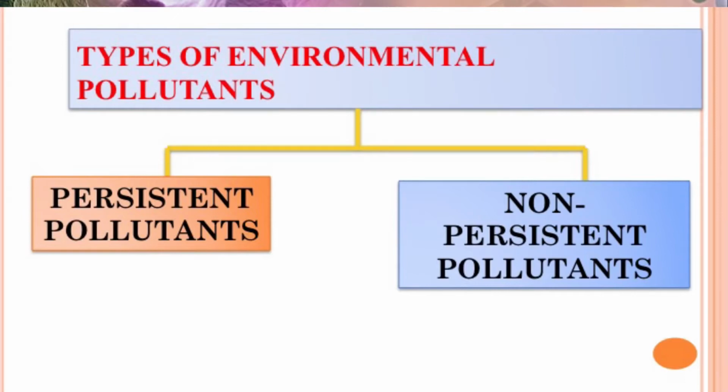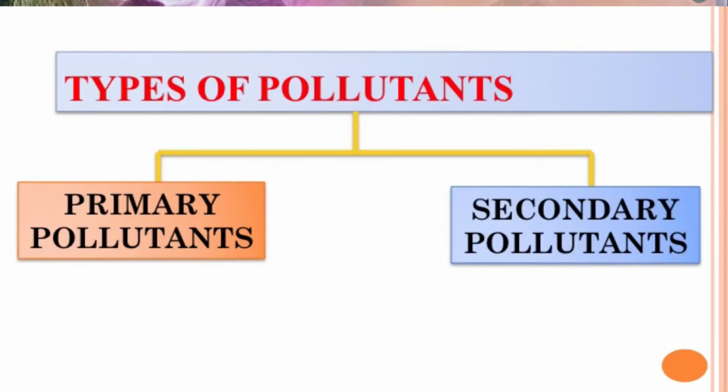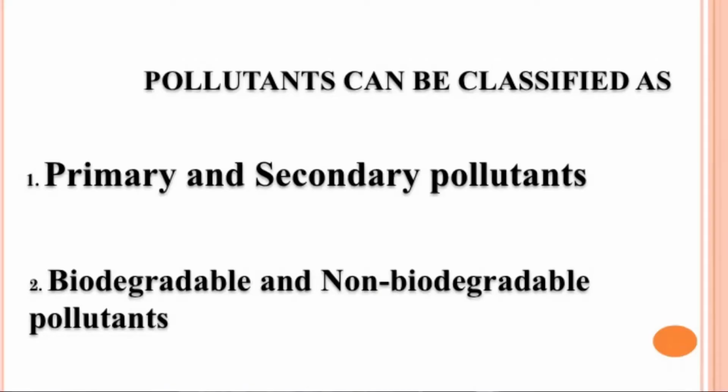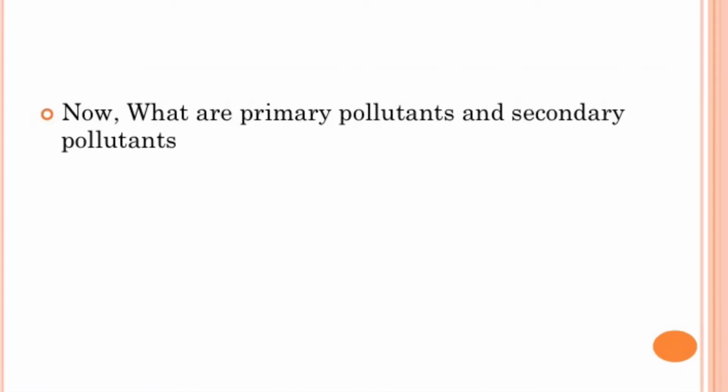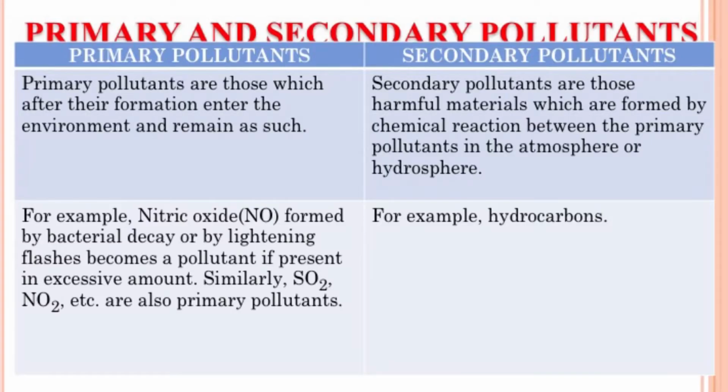Well, this slide shows that there are different types of environmental pollutants. Some are persistent pollutants and some are non-persistent pollutants. Then pollutants can also be primary pollutants and secondary pollutants. Pollutants can also be classified as primary and secondary pollutants, biodegradable and non-biodegradable pollutants. Now, what are primary pollutants and secondary pollutants?